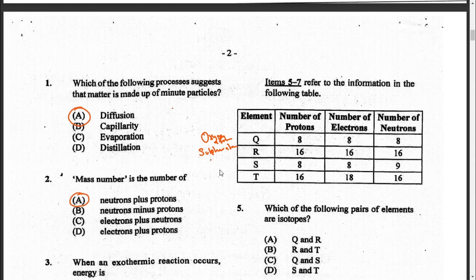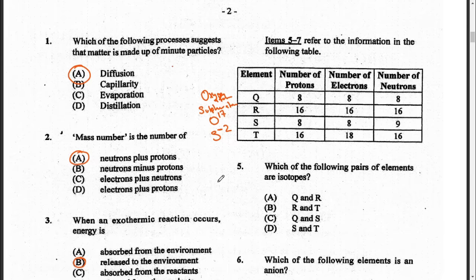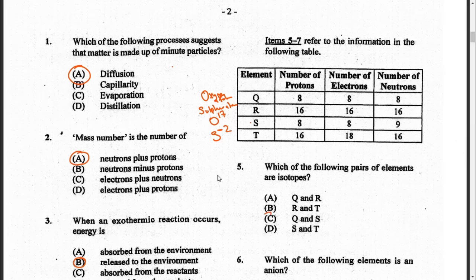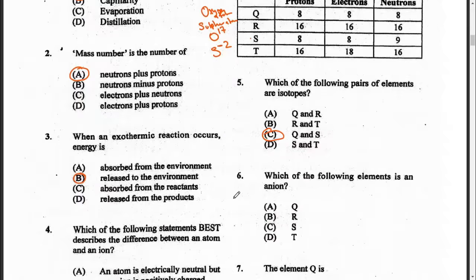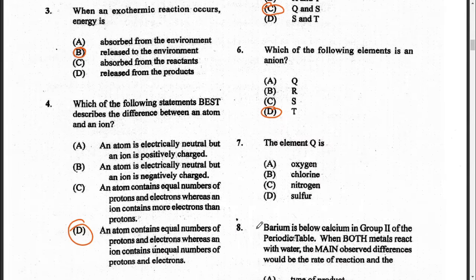S would be the isotope of oxygen, 8 and 9, 17, so that would be oxygen 17. And T would be the sulfide ion, gains 2 electrons. So the answer would be Q and S. So that's C. Question 6. Which of the following elements is an anion? And that's T, the sulfide ion. Question 7. The element Q is oxygen.